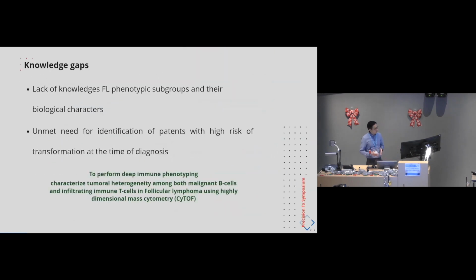The knowledge gap here is, first, a lack of knowledge of FL phenotypic subgroups and their biological characteristics, especially single-cell studies in a large cohort to see the immune profiling of the B cells or tumor cells, as well as the infiltrating T cells and other immune cells. There is also an unmet need for identifying patients with high risk of transformation. There are some clinical tools we use, like the FLIPI and the M7-FLIPI, to predict high-risk patients, but predicting transformation risk is still something we haven't achieved yet.